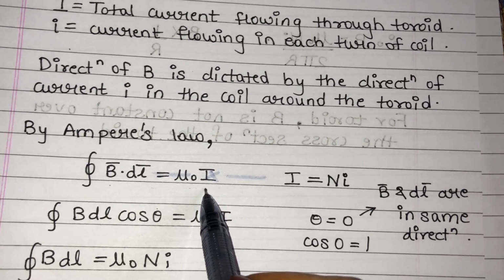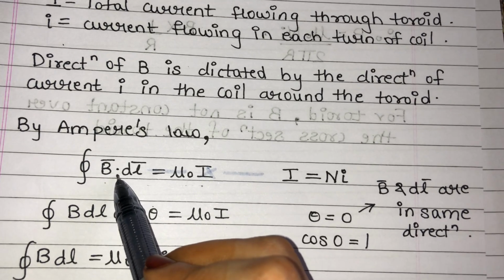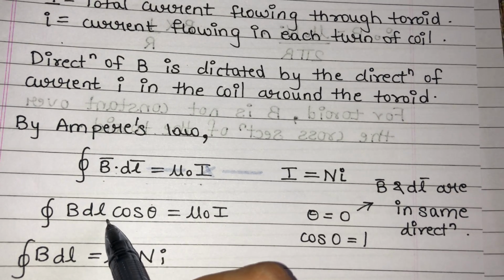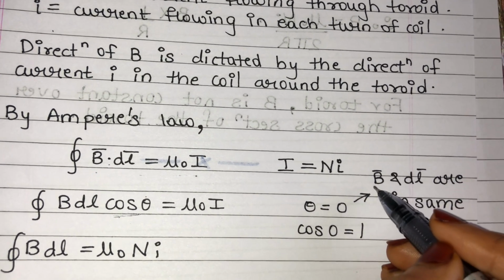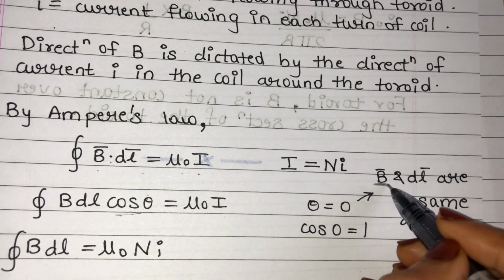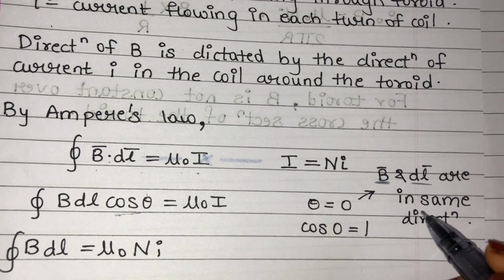This is Ampere's law formula. Now this is in dot product format. I want it in magnitude format. It will have cos theta. Now what will be the angle between my magnetic field and my length element?